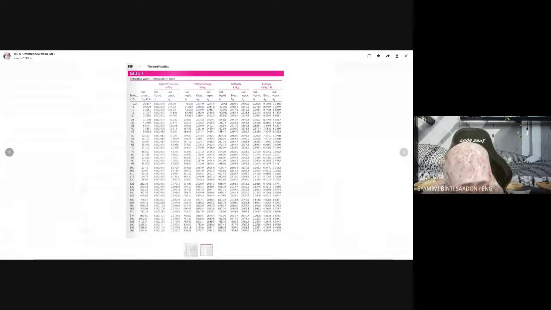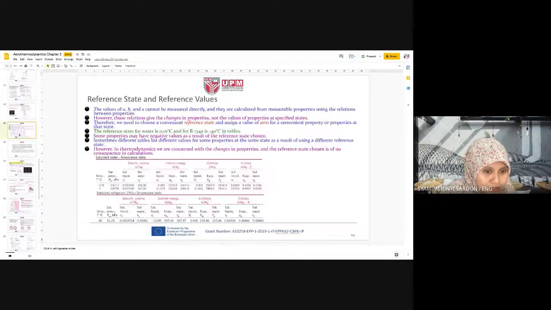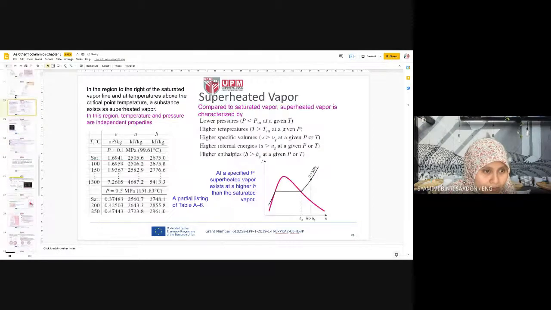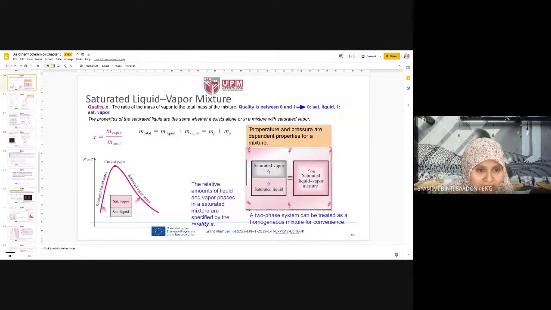Okay, thank you, Umi. Another approach, we use quality X. But still, in this example, we calculate X based on the mass given, the 8 kilogram and 2 kilogram. So remember the definition of the quality just now. Go back to the definition of quality. Okay, this one, the definition of the quality.